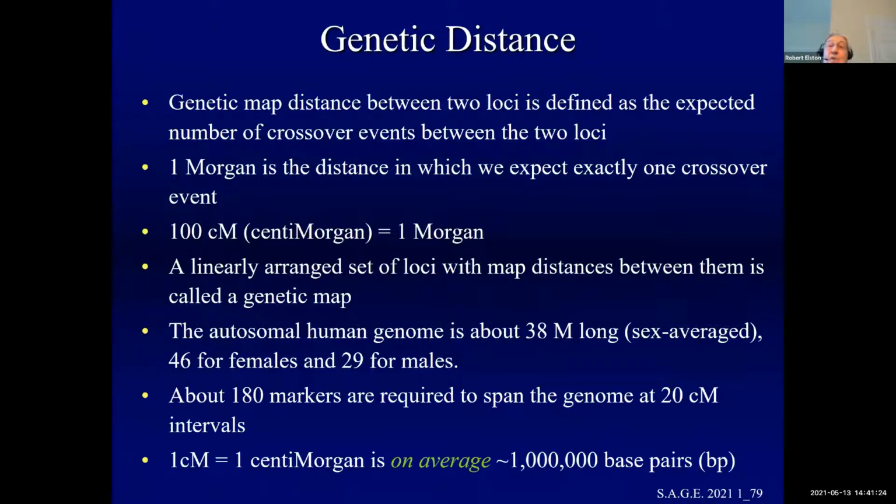Now, a rule of thumb is that 1 centimorgan is on average about 1 million base pairs. Okay, that's only an average.